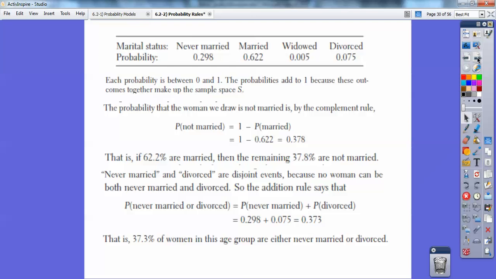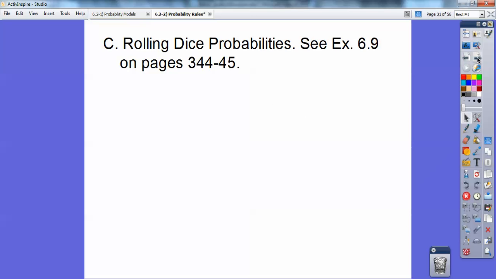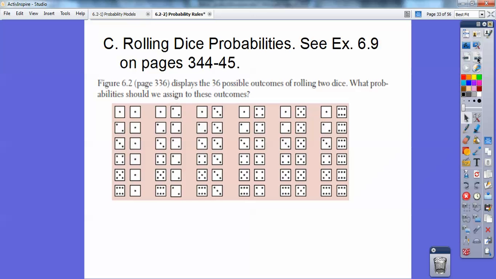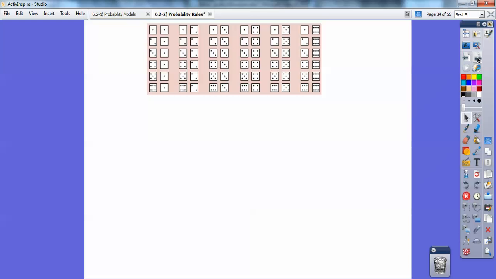Okay, let's see. So here's some dice probabilities. We're going to use the same example we did in the last lesson, you guys. So from that figure, we get these 36 different outcomes. That would be the bottom number, by the way, 36. I just moved it up and made it a little bit smaller.